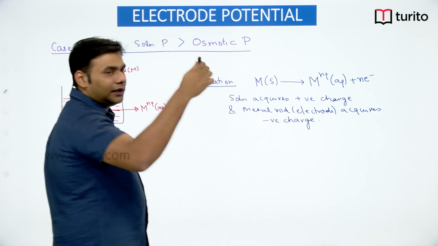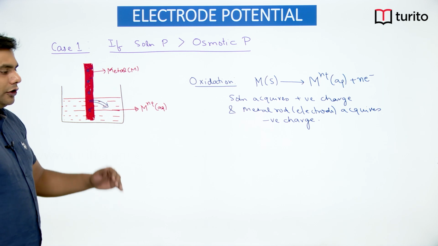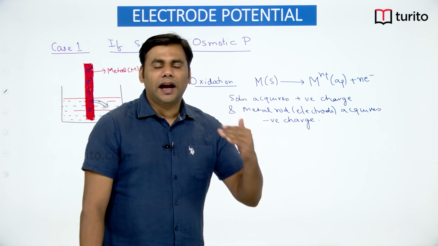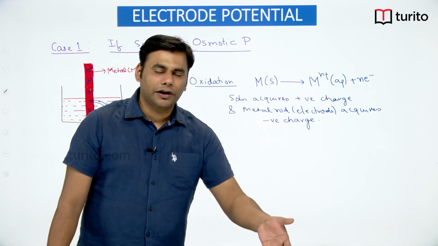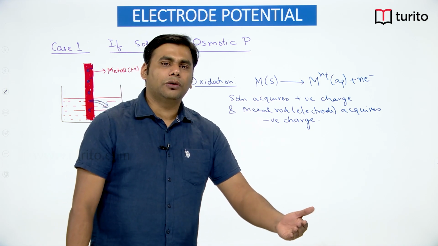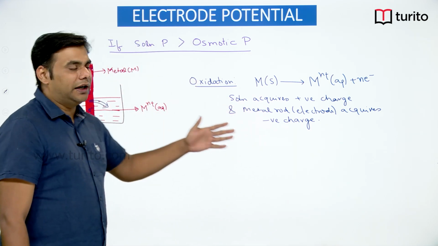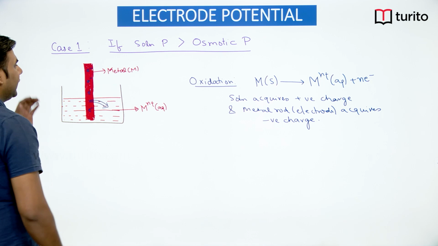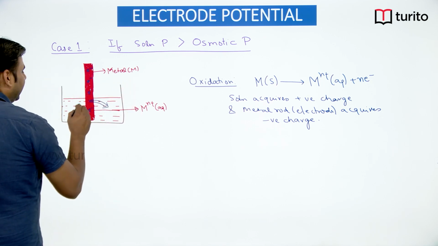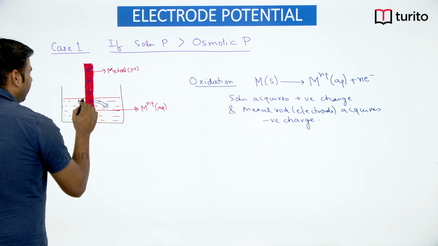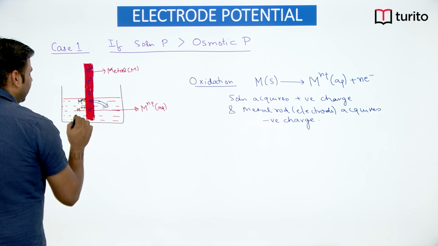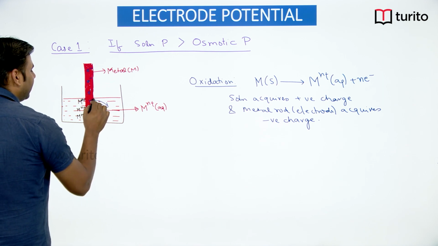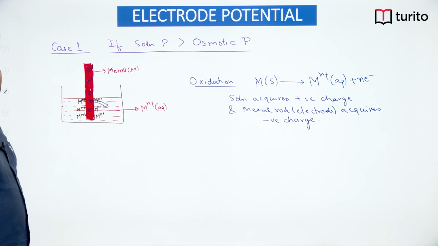So when we are dipping a metal into its aqueous solution, if the metal is getting oxidized, the metal will change into metal ion and that will pass into the solution. The solution will become positively charged because positive cations are going into the solution, and the electron which is liberated will remain on the rod. Due to this, the metal cation in the solution would come near the rod because of the attraction between positive and negative charge, and it would form an electrical double layer.